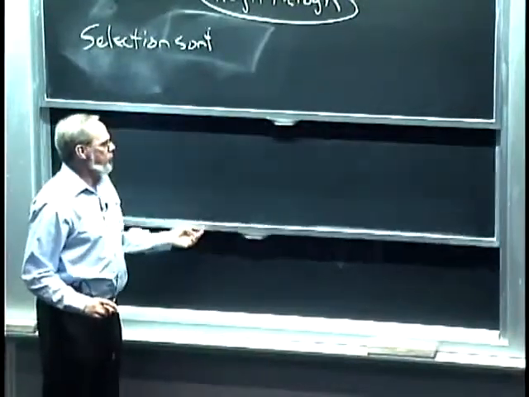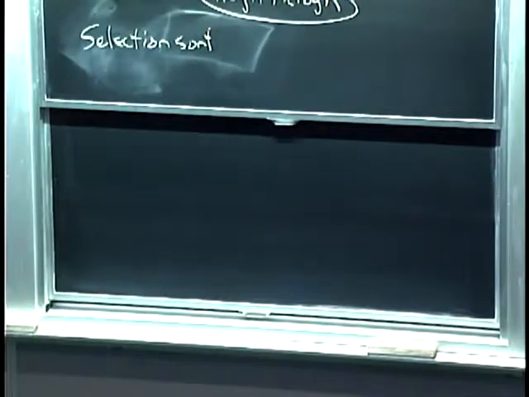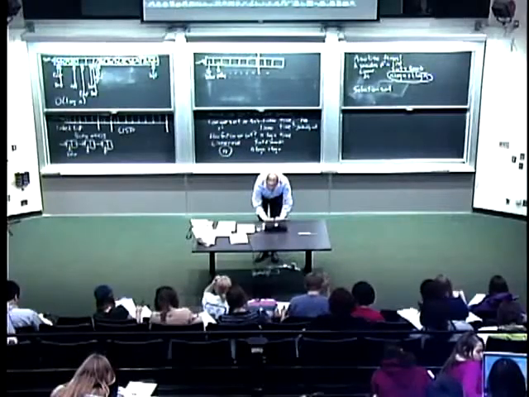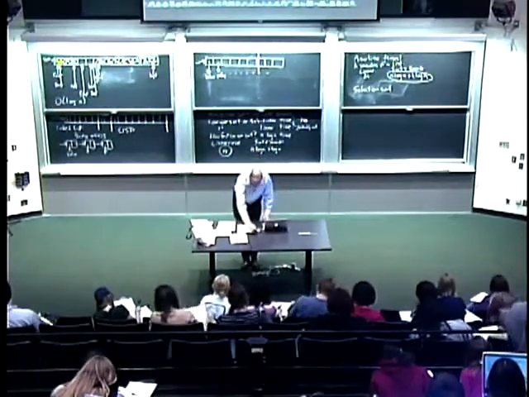And it's on your handout. And I'm going to bring the code up here. You can see it. It's called cell sort, just for selection sort. And let's take a look at what this does.